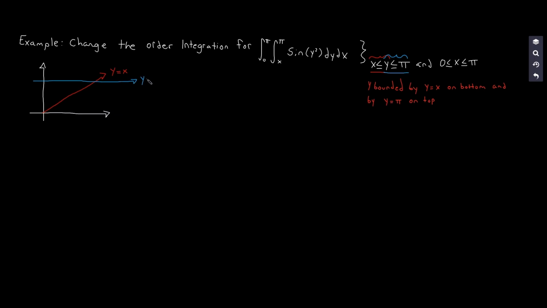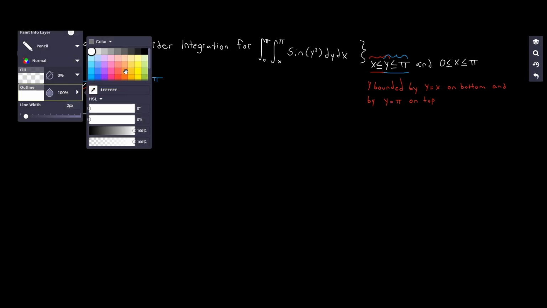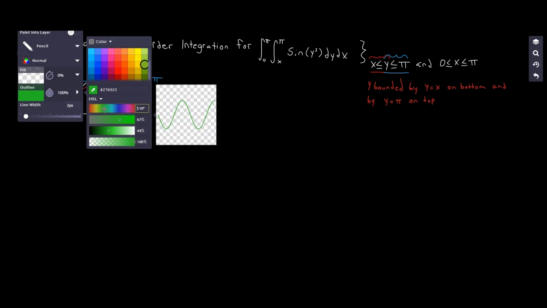I'm trying to say this is y equals pi. So that means that it's bounded in this region here. The bottom bound is the red line, and that's y equals x. And so let's look at the bounds of this thing. What are those?